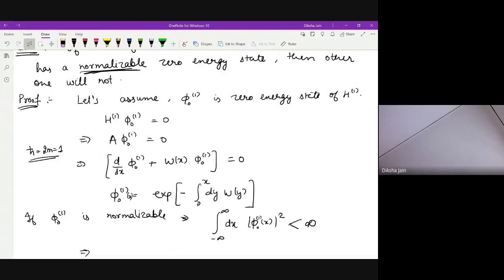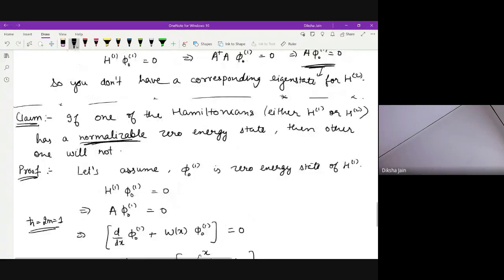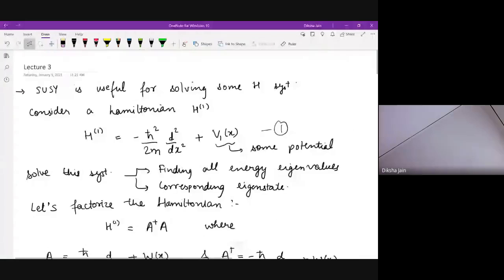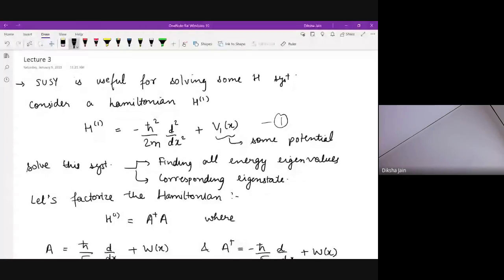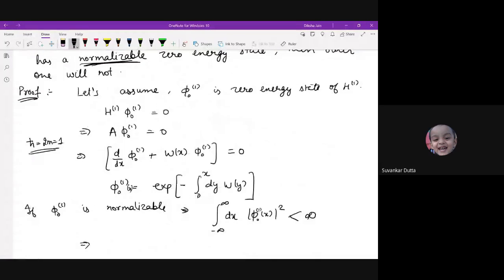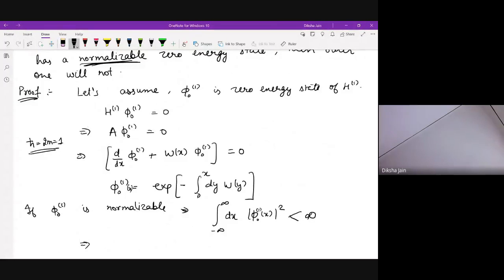This is just a proof. When I find the eigenstates, I will not use w of x in this way, because instead of solving a second order differential equation for the Hamiltonian, if I had to solve directly for the Hamiltonian, it's a second order equation. And here I am solving a first order equation. It's like the BPS equations that you solve in supersymmetry. So you made the computation simpler if you know w of x.